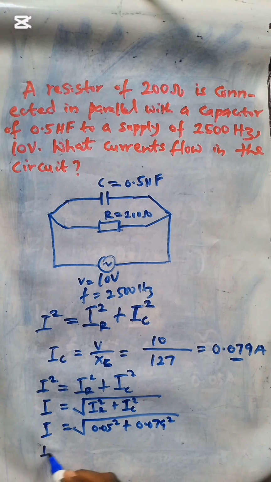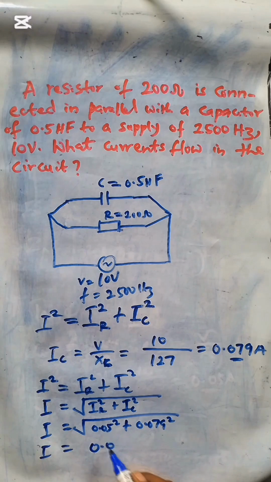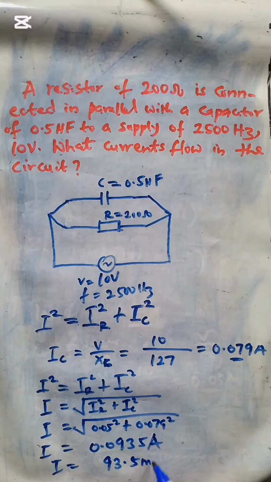When you press your calculator, you are going to get 0.0935 ampere, which is 93.5 milliampere when you multiply by 1000.